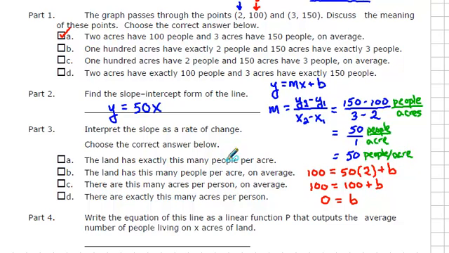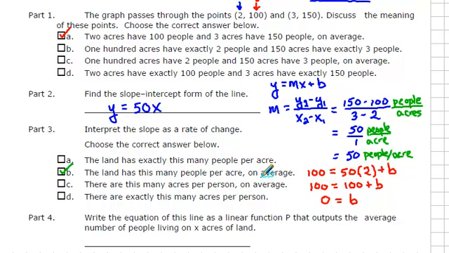So let's see which choice corresponds with that. Let's read through them until we find the one that matches. A says the land has exactly this many people per acre. Well, it doesn't have this many people exactly, it's on average, so A is not the correct answer. B says the land has this many people per acre on average. That's exactly what we've just been saying. So B is the correct answer for part 3.